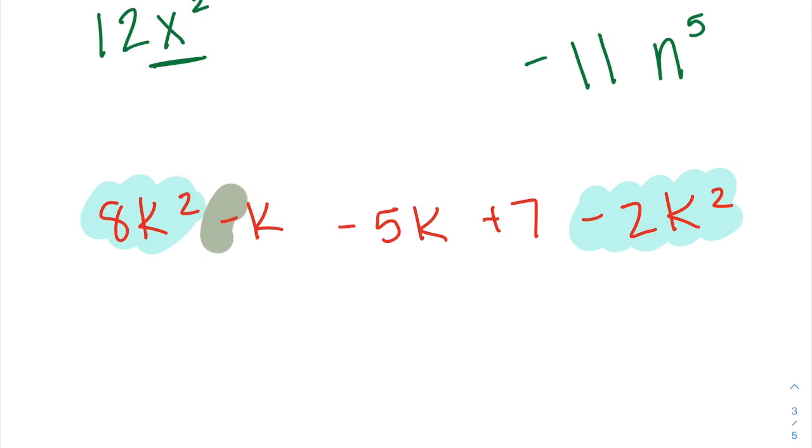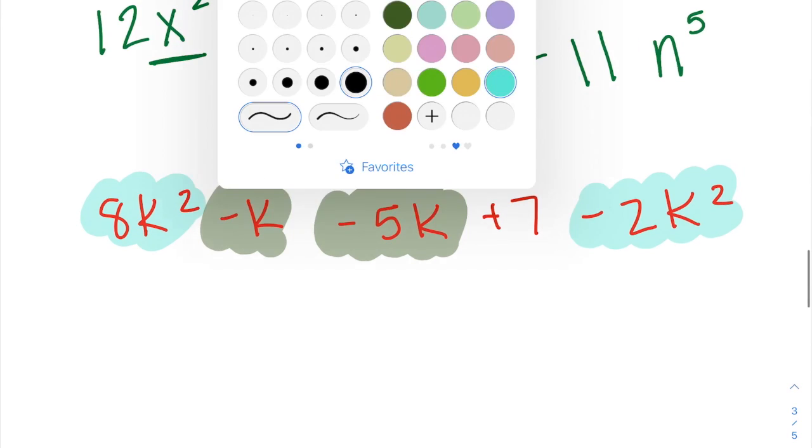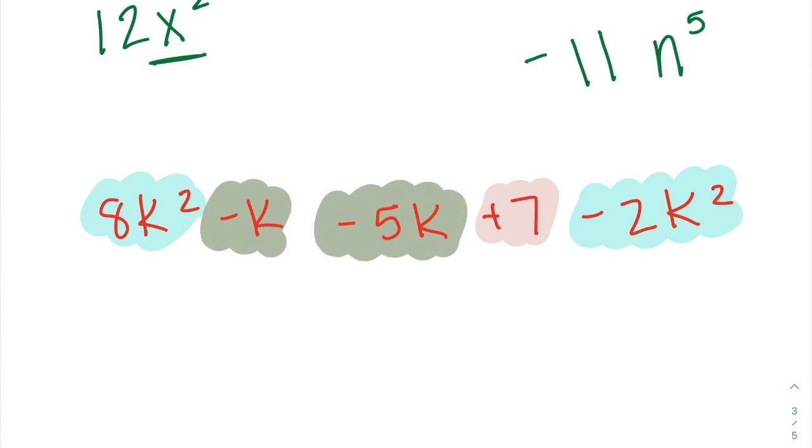I have a negative k. I also have a minus 5k. So I have two terms that have a k. And then I have a plus 7. I highlighted all of the different terms that I can combine.